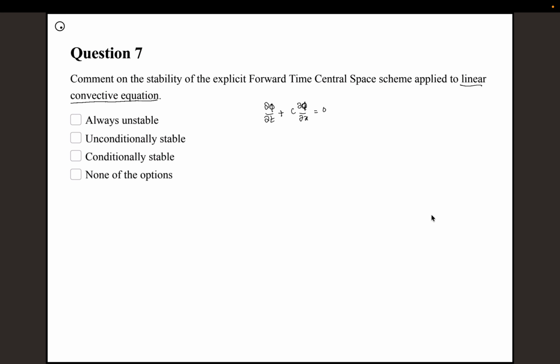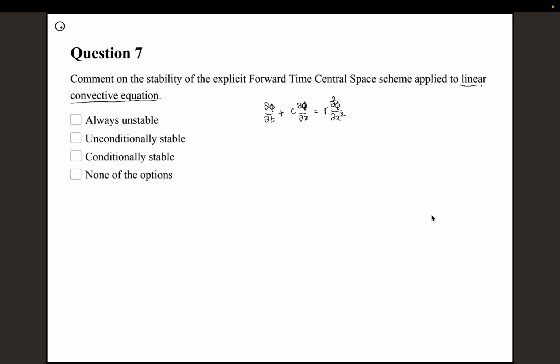Maybe if I would have written advective, it would have been straightforward. Ideally when I say convective, it is conduction plus advection, so it should also have a diffusion term. So let's say I have something of this sort. If I would have just said advective term, then it would just have c times del phi del x equal to 0. It is hyperbolic in nature.